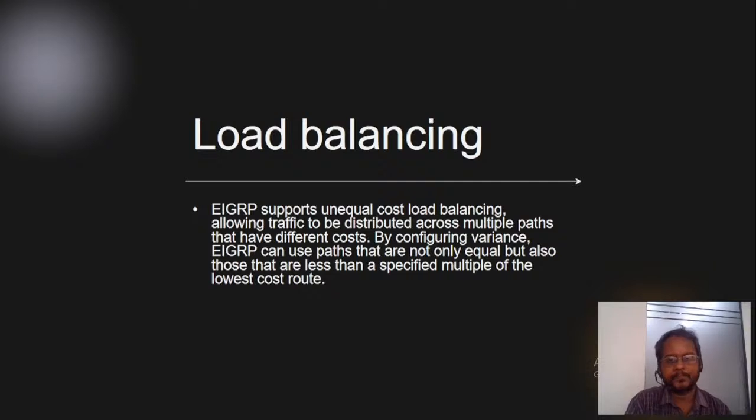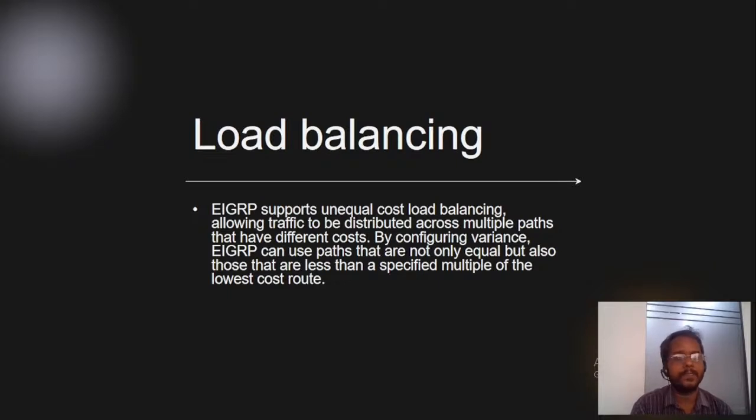Then load balancing. EIGRP supports unequal cost load balancing, allowing traffic to be distributed across multiple paths that have different cost. It is not like OSPF, because OSPF does equal cost load balancing, so it distributes load among the equal cost paths. But in the case of EIGRP, it can do unequal cost load balancing by configuring the variance. There is a feature called variance. EIGRP can use paths that are not only equal, but also those that are less than a specified multiple of the lowest cost route.